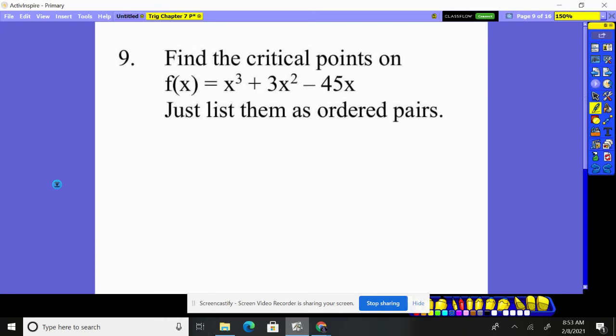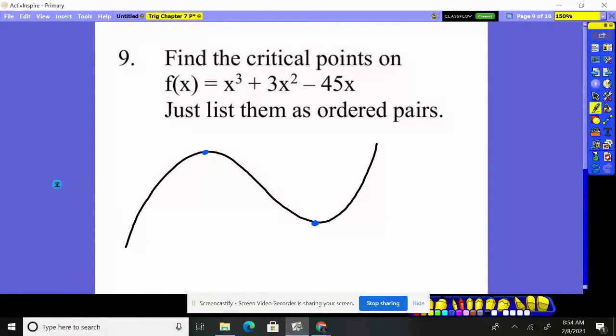Number 9, we want to find the critical points. That means the relative maximum, the relative minimum, and the point of inflection. Now, we know this is an x cubed, so it's coming down, swinging, and doing that. So we're trying to find this relative minimum, relative maximum. That's what we're going to do first.